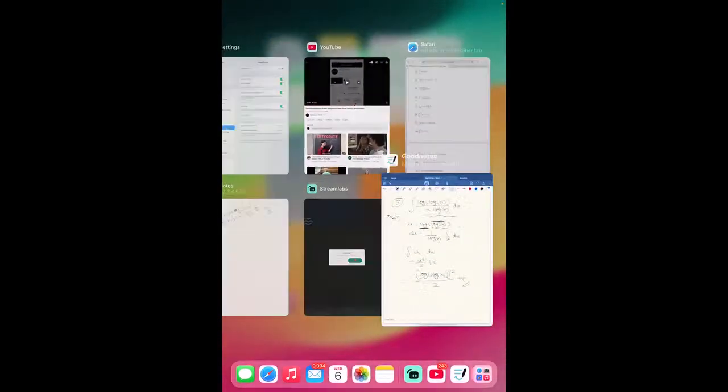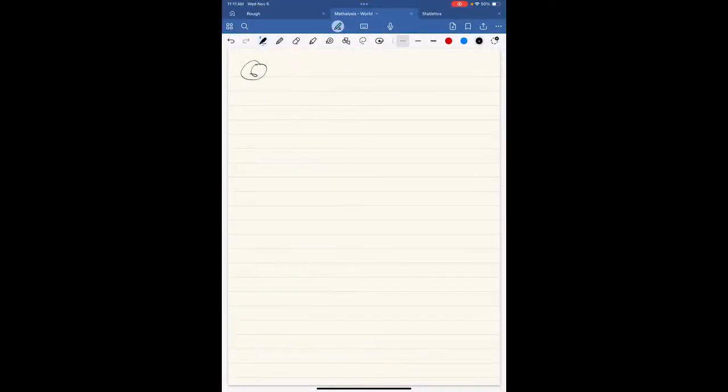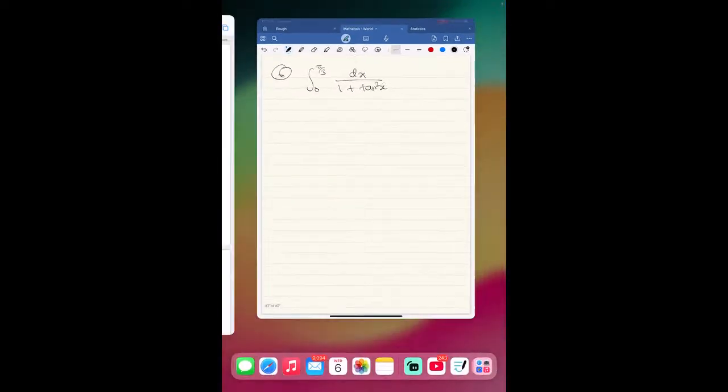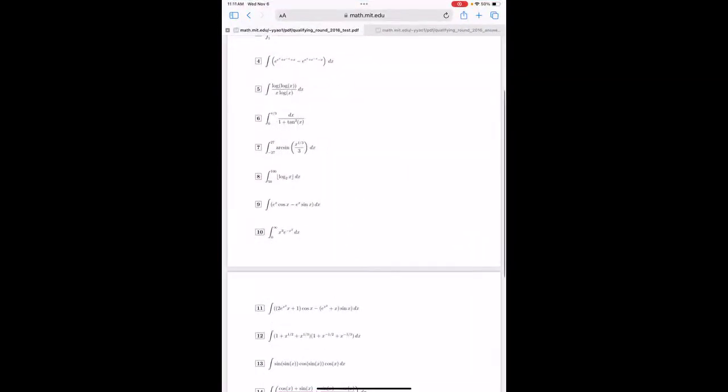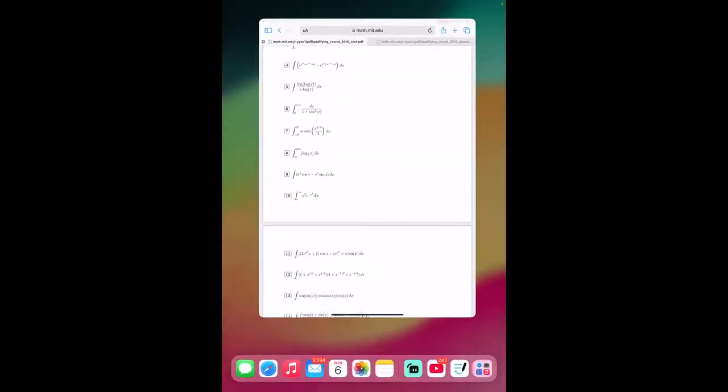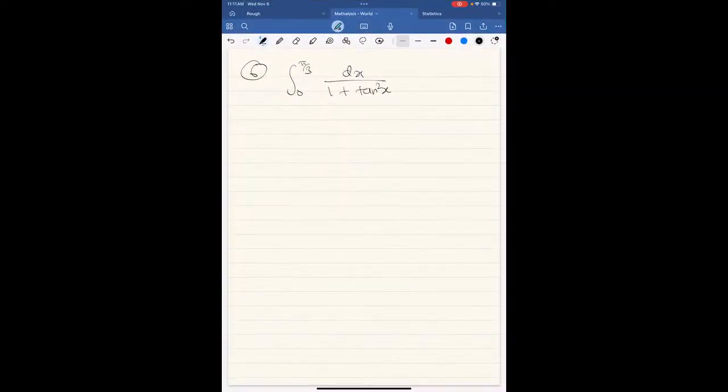Integral from 0 to pi by 3 of dx by 1 plus tan square x. Okay, 6 number. Integral from 0 to pi by 3 of dx by 1 plus tan square x. This is the problem, right? This is the problem. Yeah. So guys, what's your suggestion on this one?